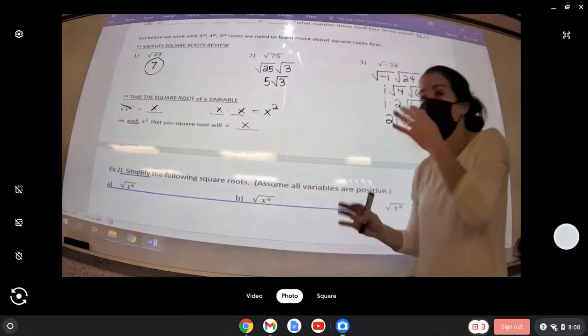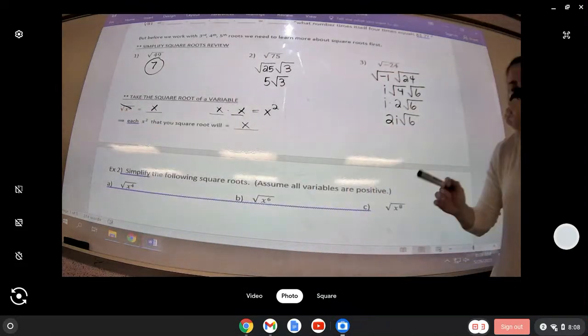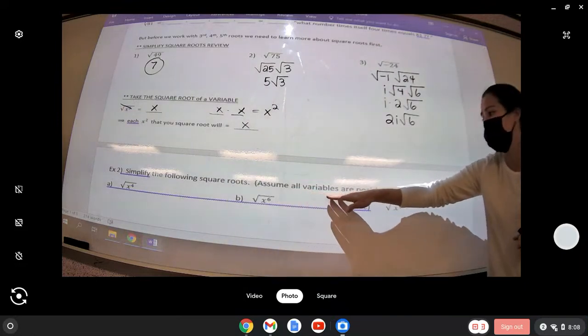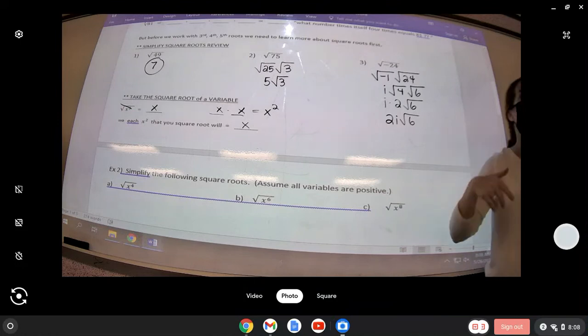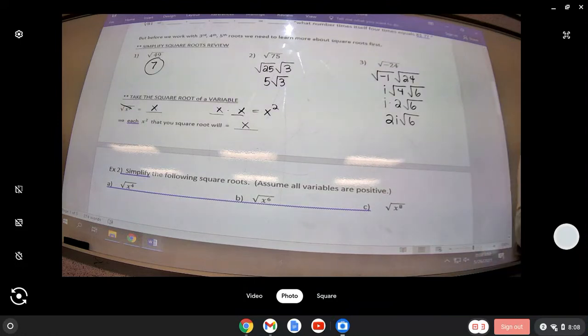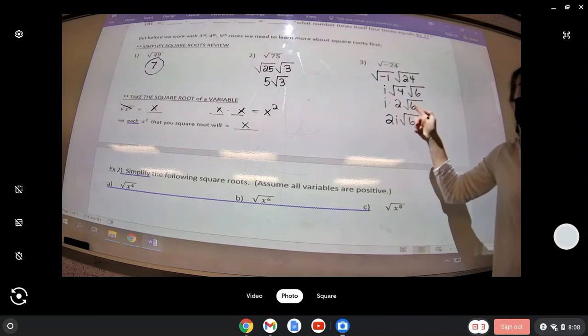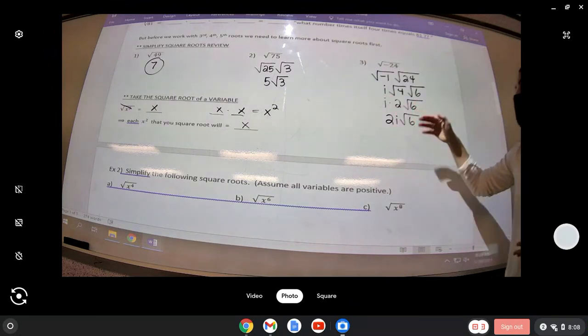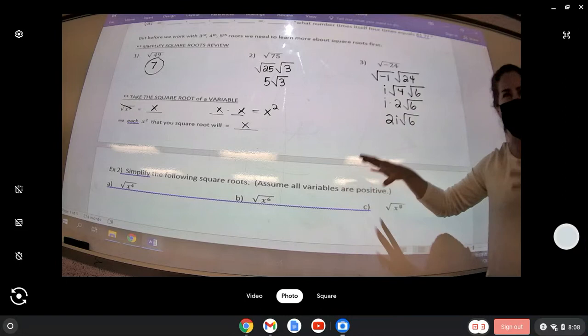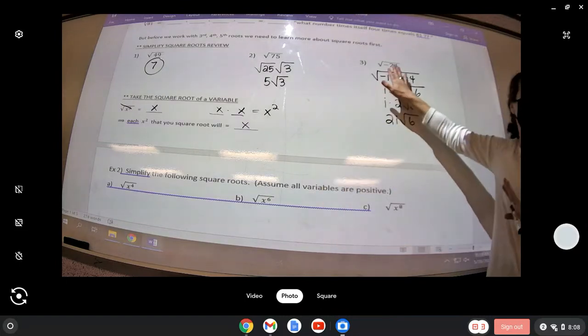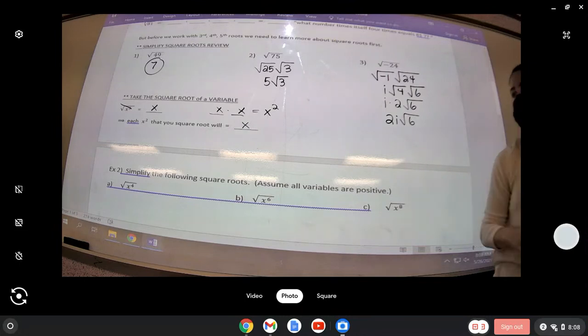All right, so look here. I'm going to try and not move this up right now. Simplify the following square roots. I have to say this, assume all variables are positive. Otherwise, we get into a little bit of a hairy situation. If we're taking the square root of a negative number, it would be imaginary. So I don't want to have to get into that with the whole imaginary and not imaginary. So we're just going to assume that everything under it is positive. So we don't have to worry about anything being imaginary, okay?